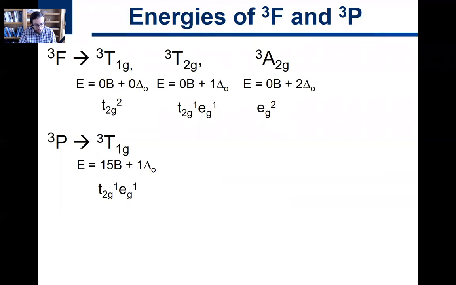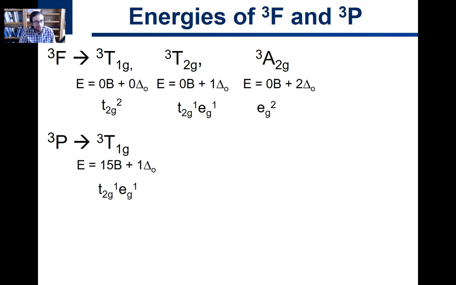We went through and figured out all the different microstates, the 45 different microstates, to figure out how to group them into different energy terms, which we call electronic states. From that, we figured out the ground state was triplet F using Hund's rules. Once we figured that out, we knew that there's only one spin allowed transition under a free ion. This was a free ion. We're not in octahedral symmetry yet. And that was to go to a triplet P excited state.